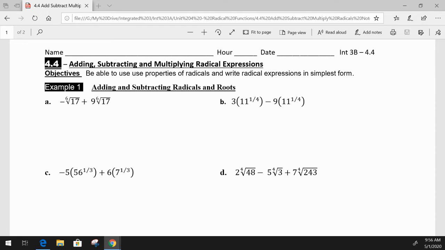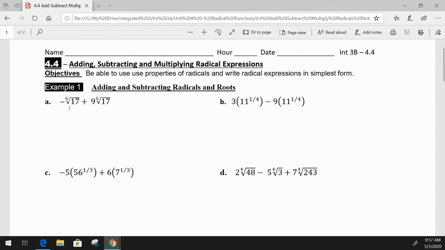In this video, we are going to be adding, subtracting, and multiplying radical expressions. In our previous lesson, we were simplifying radicals and rational exponents, but now we are adding and subtracting them at first here. So in this first example, in order for you to be able to add or subtract radicals or things with rational exponents, they have to have the same root with the same radicand or number underneath.